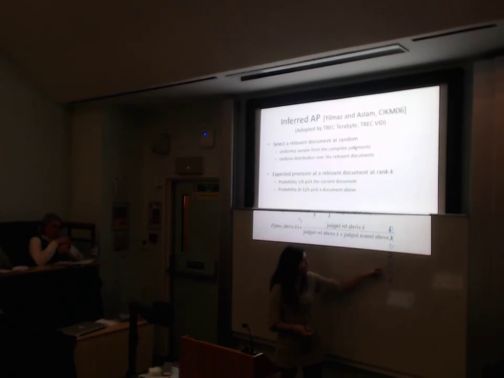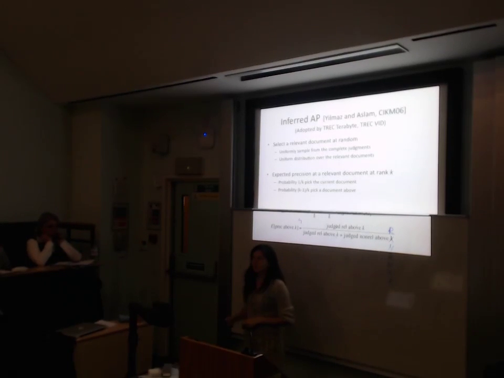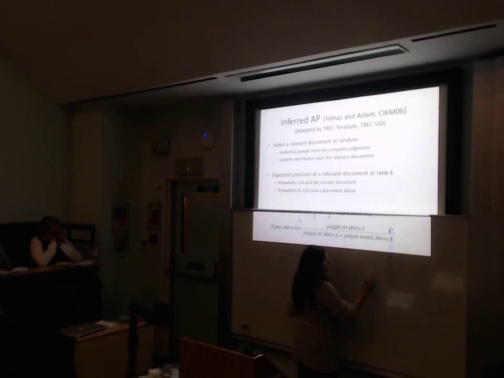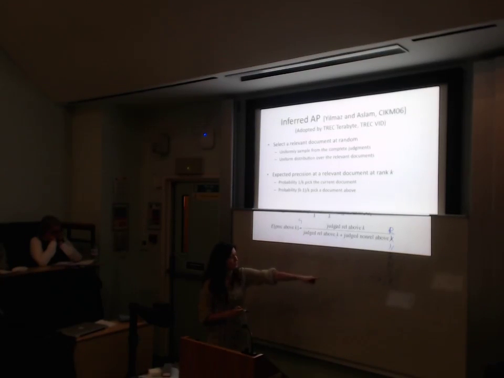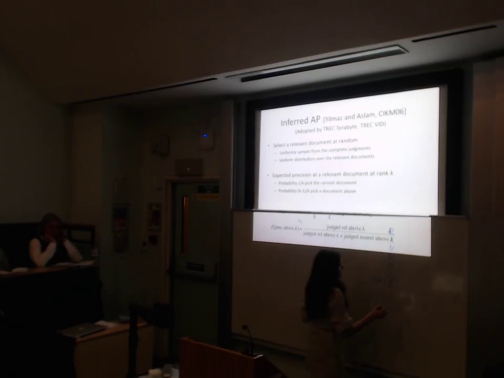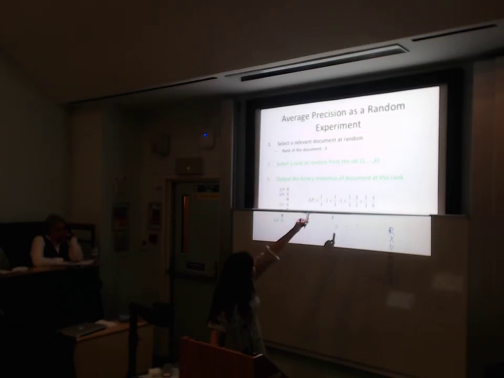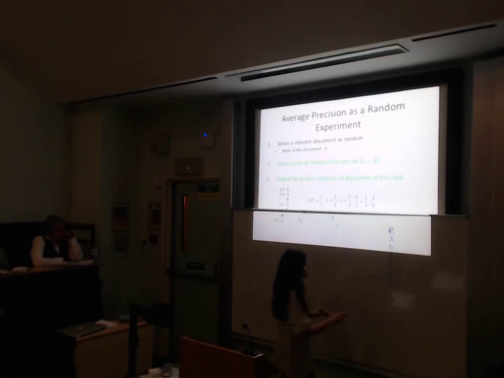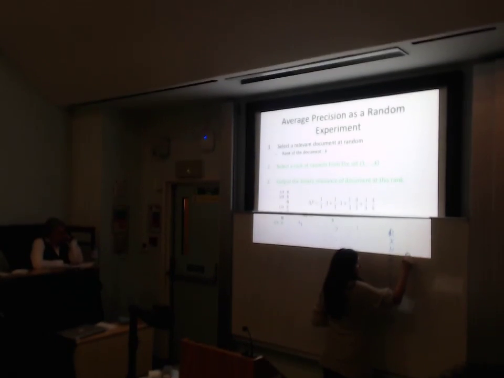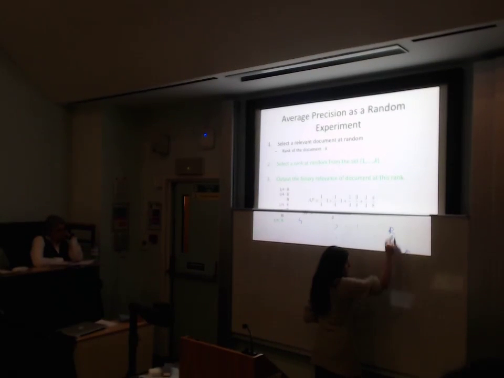Okay. So these are documents for which judgments are unknown. Let's say at the first step, I sample this one. Now I would like to compute the expected precision at this point. So now, the second and third steps of my random experiment tell me to select a rank at random from the set 1 to k. I can select any of the ranks at random from this set, from here to here, 1 to k.